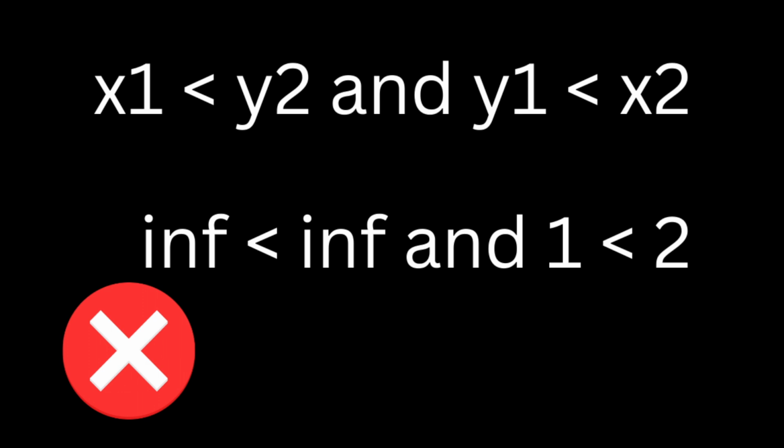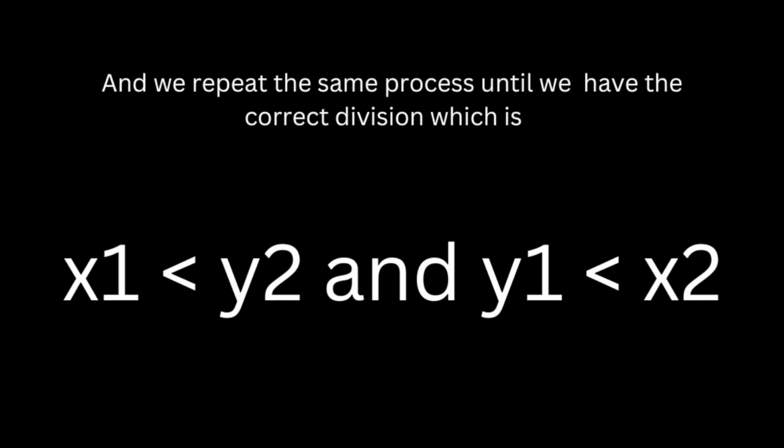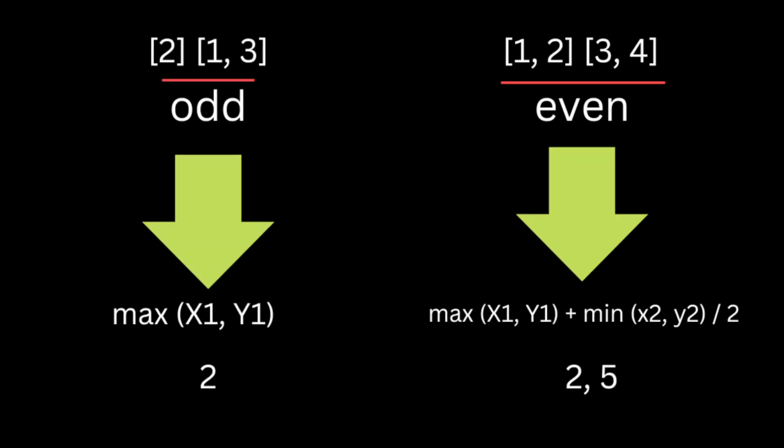After we find the correct partition, we will have 4 numbers, and those numbers must respect these conditions. The left division 1 must be less than the right division 2, and the left division 2 must be less than the right division 1. And after that, we check if the combined length of both lists is even or odd.